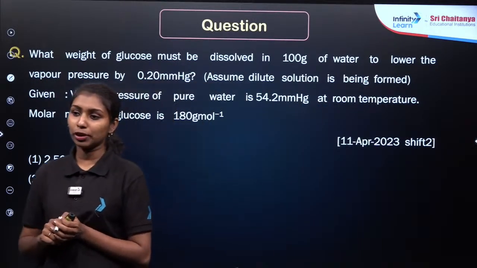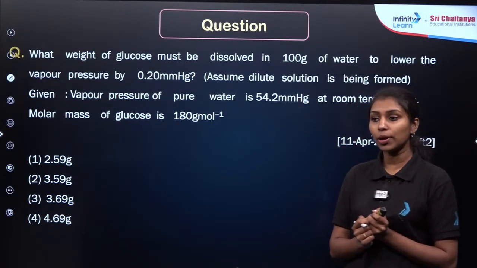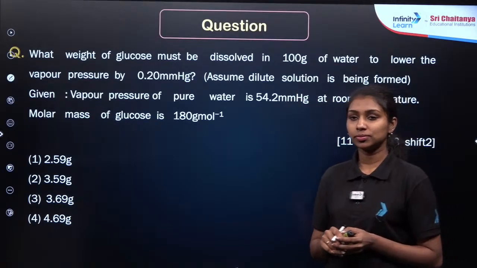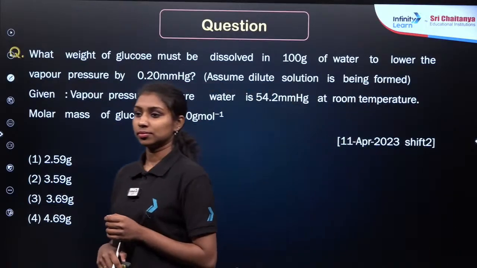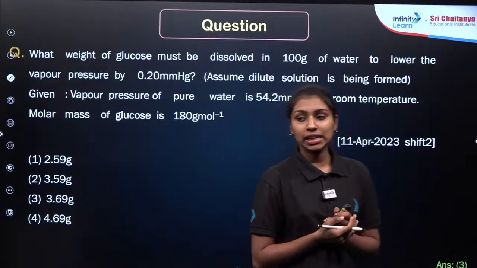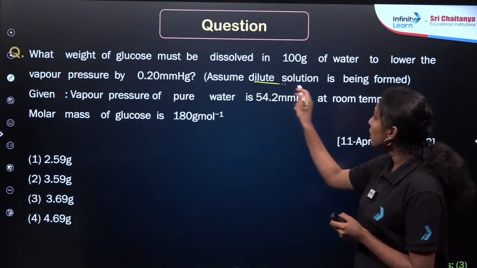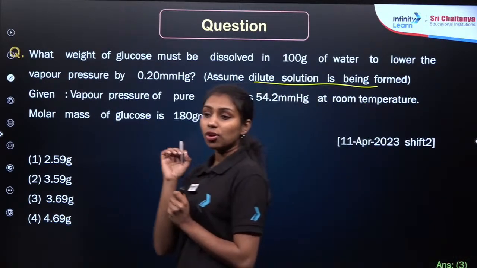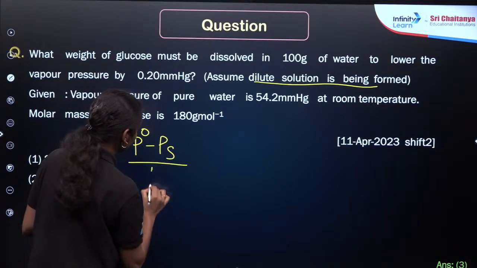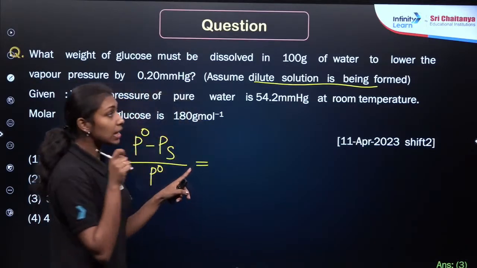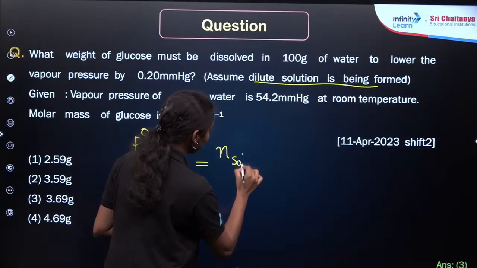Sanchit, answer is around 3.5, right? Options are given here: 2.59, 3.59, 3.69 and 4.69. So option 3 will be the correct answer, that is around 3.69 gram. The condition is given as assuming the dilute solution. The relative lowering of vapor pressure, that is (P0 minus Ps) divided by P0, is equal to the mole fraction. For a dilute solution, the mole fraction is equal to number of moles of solute divided by number of moles of solvent.